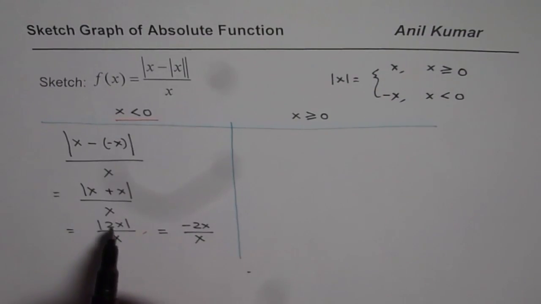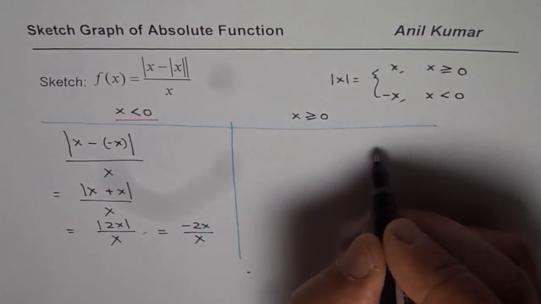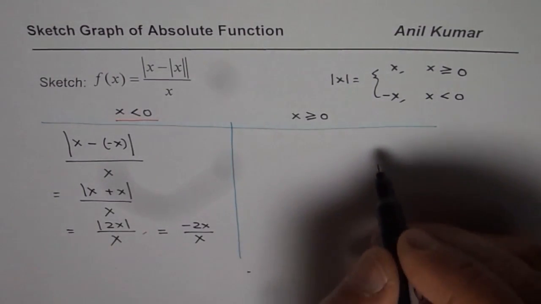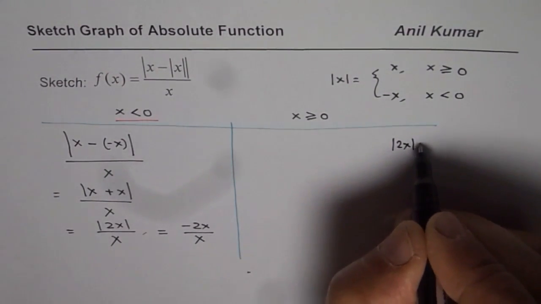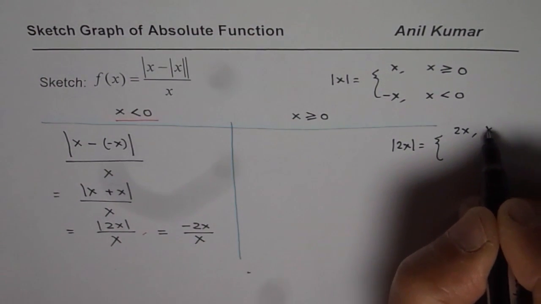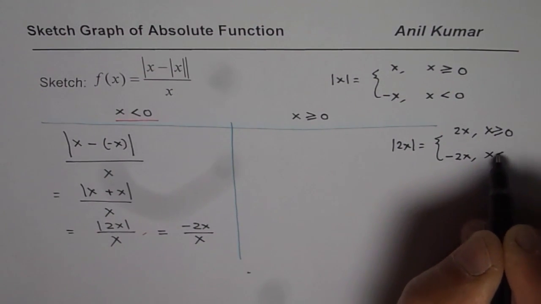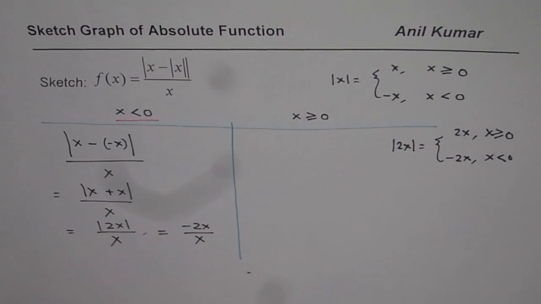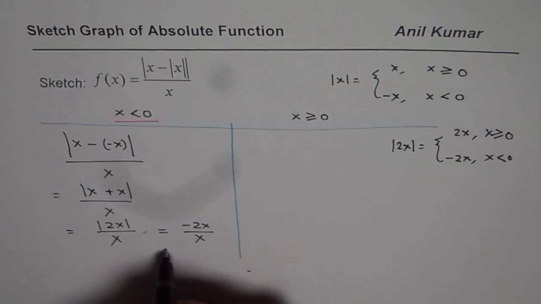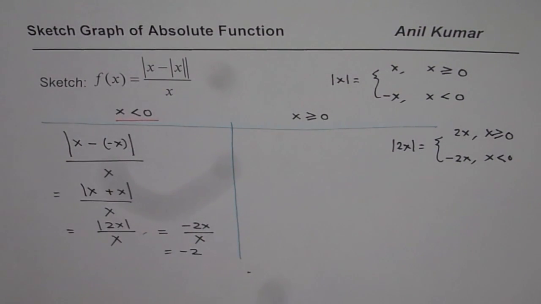So this absolute function, let me redefine it here. What I'm trying to say is that the absolute value of 2x is equal to 2x when x is greater than or equal to 0, and it is minus 2x when x is less than 0. That is very critical to understand. And as you can see, x and x will cancel, so what you get is minus 2. So when x is less than 0, you get minus 2. Now that is very important, right?